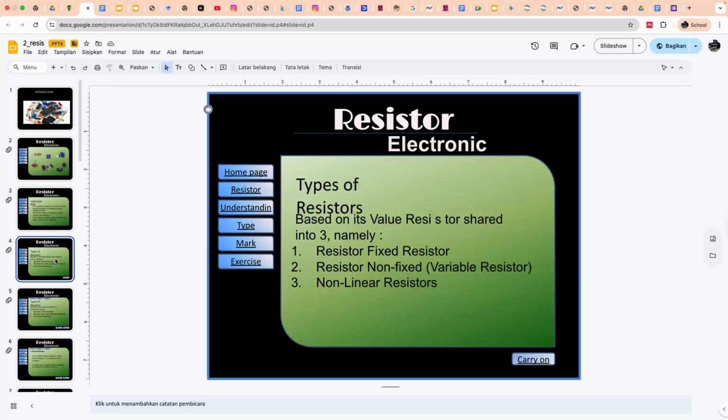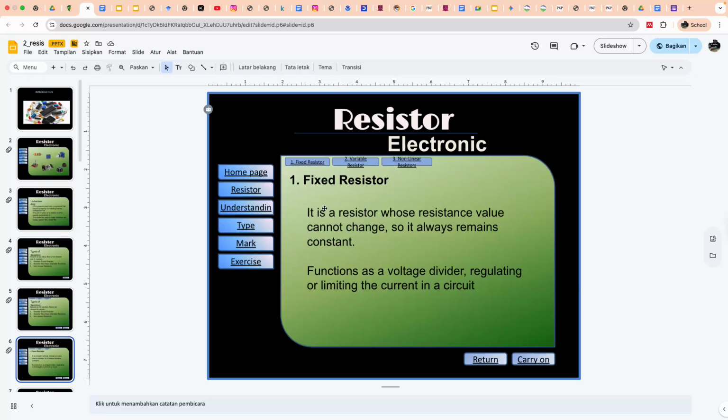And then the types of resistors. Based on its value, resistors are divided into three: fixed resistor, non-fixed or variable resistor, so the value can change. It has a different value; you can just tune it. And then the non-linear resistor, which is like a sensor.